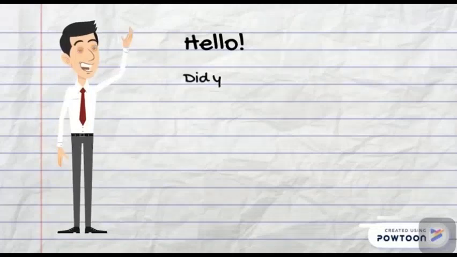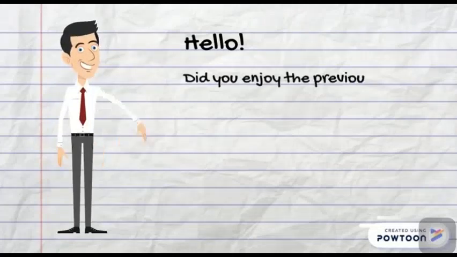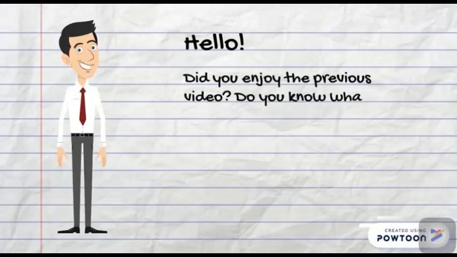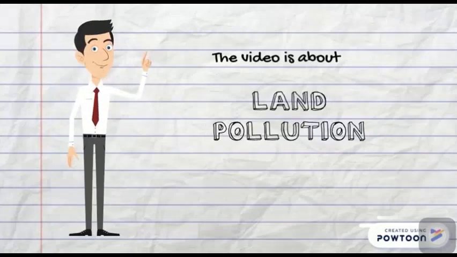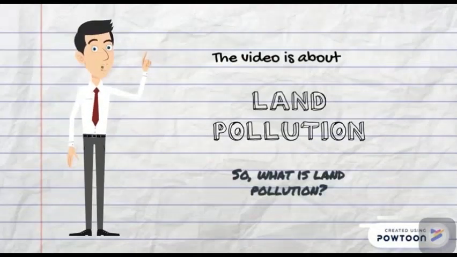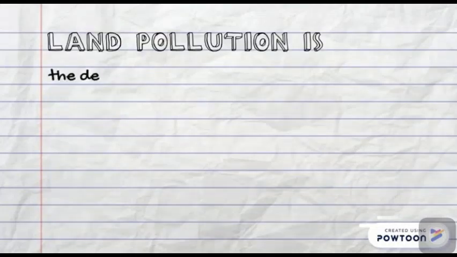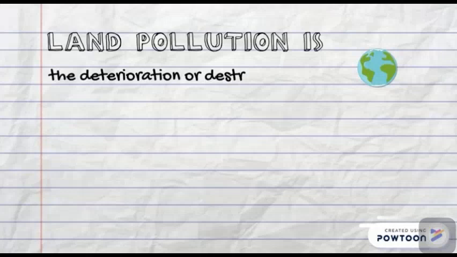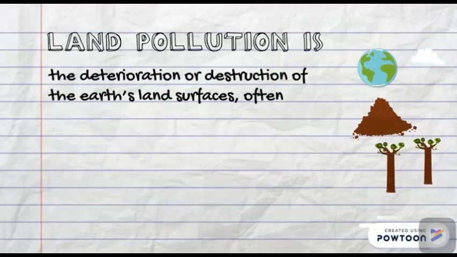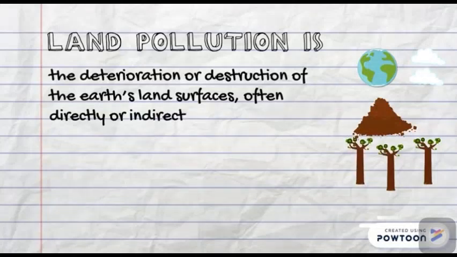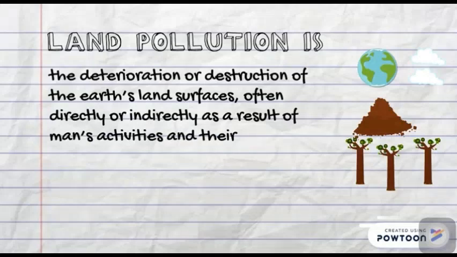Hello, did you enjoy the previous video? Do you know what it is about? The video is about land pollution. So, what is land pollution? Land pollution is the deterioration or destruction of the Earth's land surfaces, often directly or indirectly as a result of man's activities and their misuse of land resources.